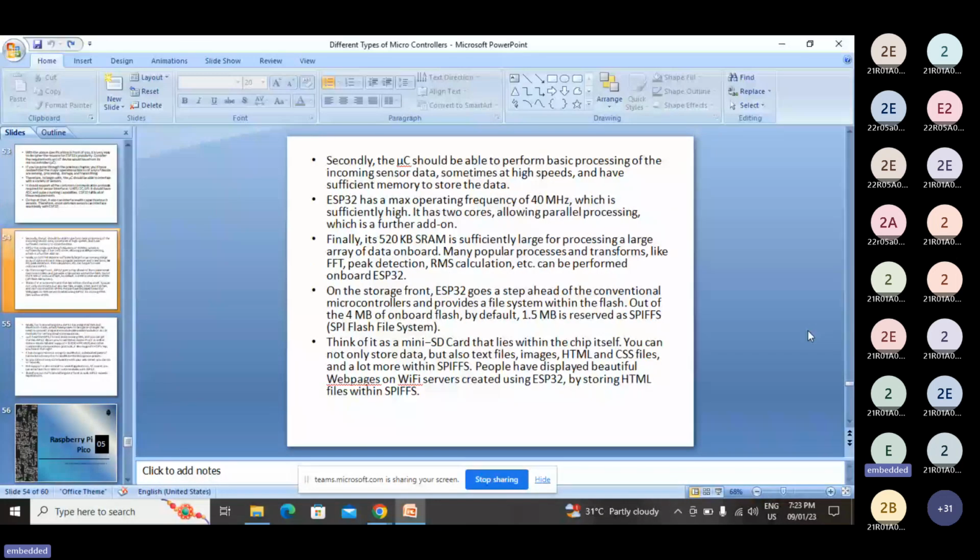Secondly, the microcontroller should be able to perform basic processing of the incoming sensor data, sometimes at high speeds, and have sufficient memory to store the data. ESP32 has a max operating frequency of 40 MHz, which is sufficiently high. It has two cores, allowing parallel processing, which is a further add-on.